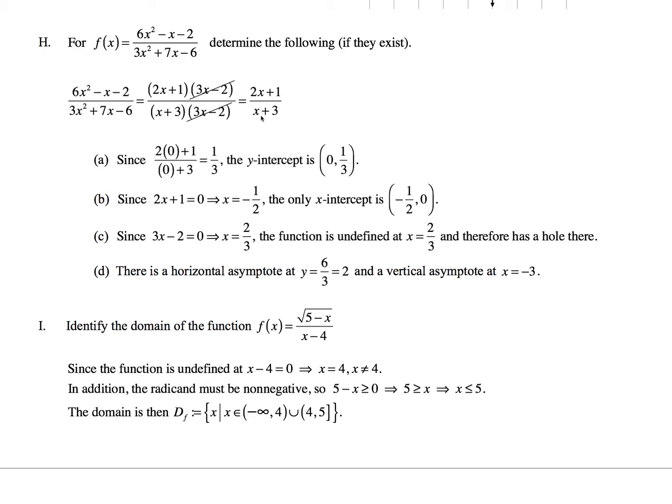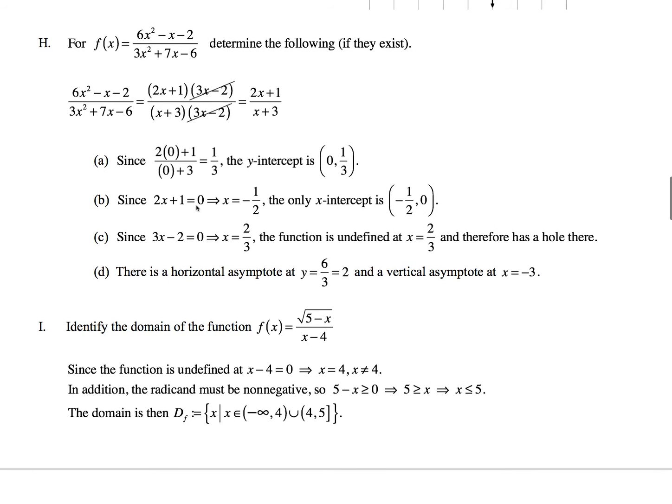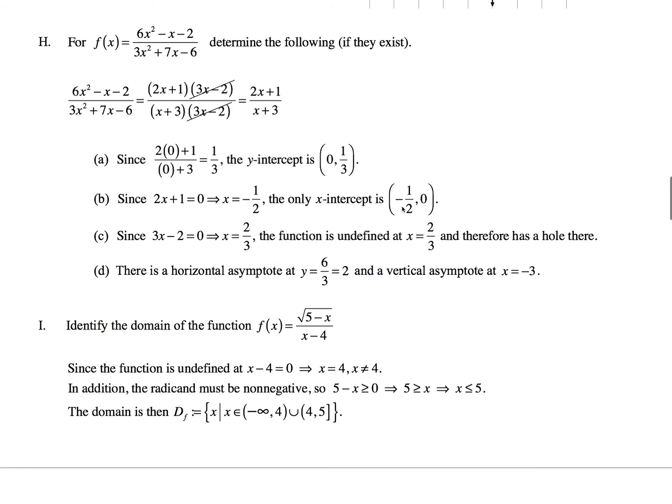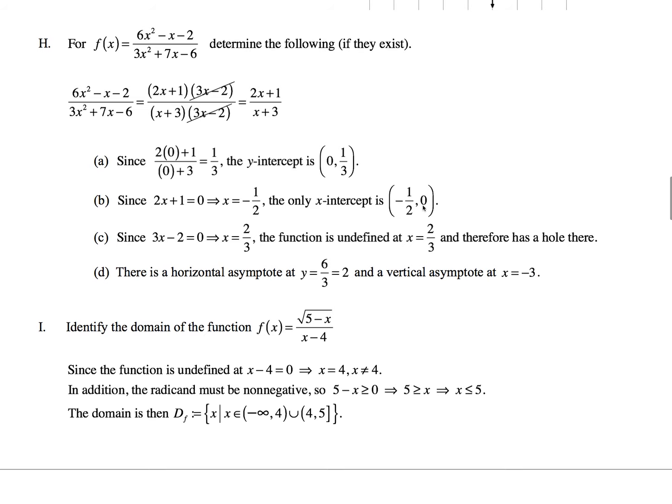So to determine the y-intercept, that's going to occur when x is 0, so I substitute a 0 in for x here and here. And that leaves, as you can see, 1 over 3, 1/3. And so the y-intercept then is x is 0, y is 1/3. Now, to determine the x-intercepts, those are the zeros of the function, and so I set the numerator equal to 0, 2x plus 1 equals 0, and I subtract 1 from both sides and divide by 2, so that means x equals negative 1/2 is the only x-intercept, so x is negative 1/2, y is 0 is the x-intercept.